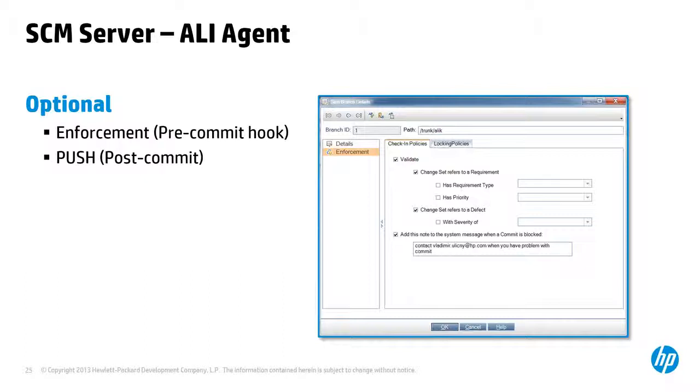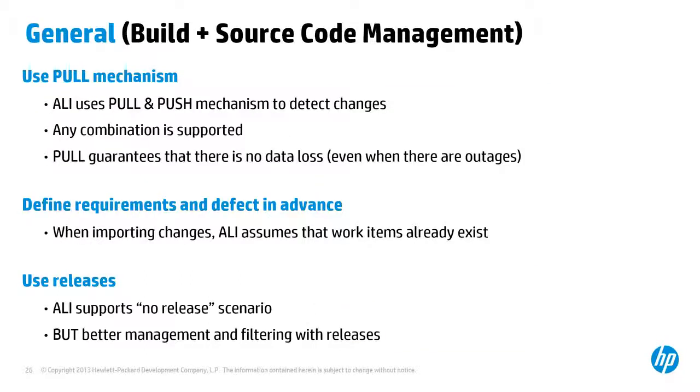In this screenshot, it's not configured, but you can define further restrictions. You can define that only certain types of requirements are allowed. So you can choose which types of requirements are allowed to be modified, the same with the priority, and the same with the severity for the defect. And if this is not the case, the commit will be rejected.